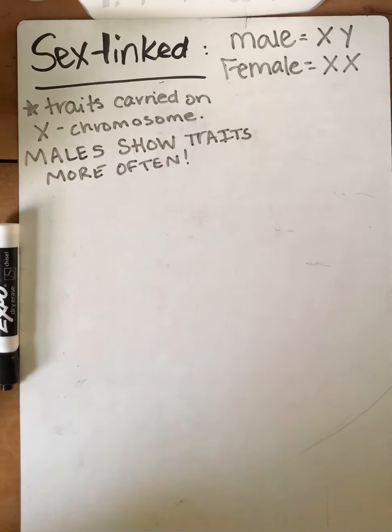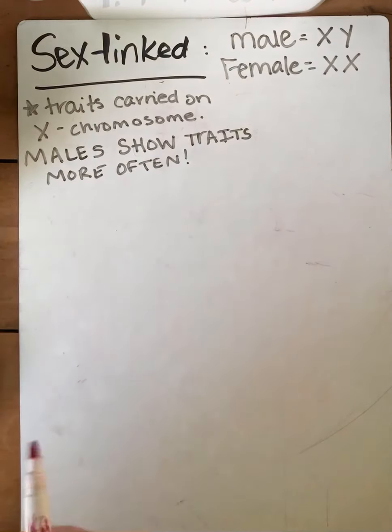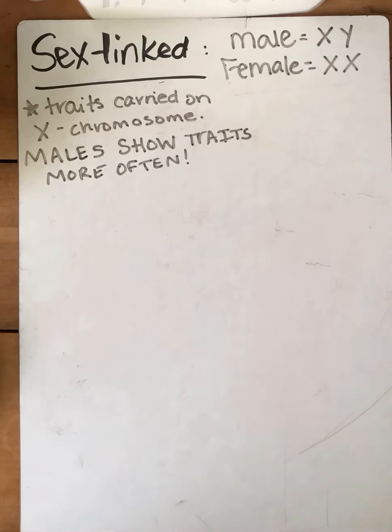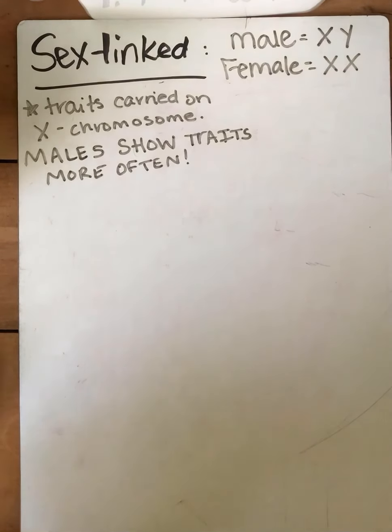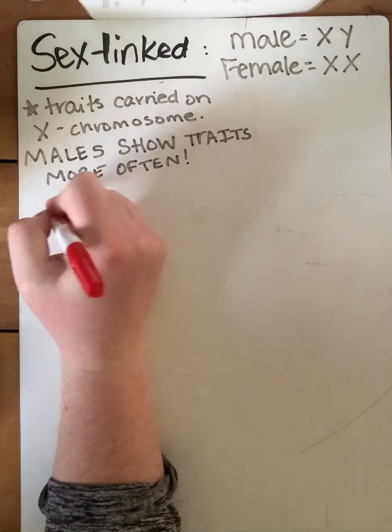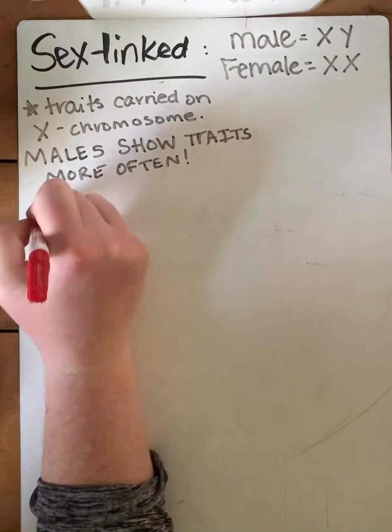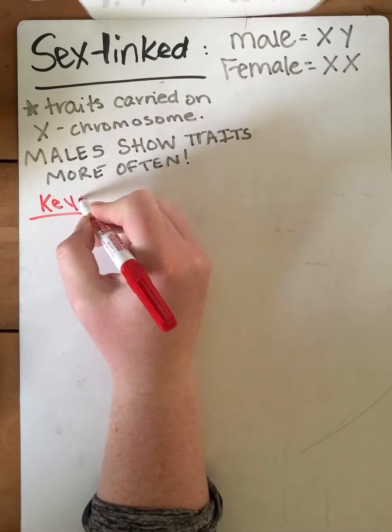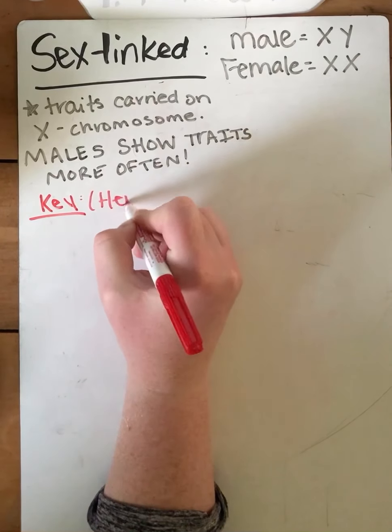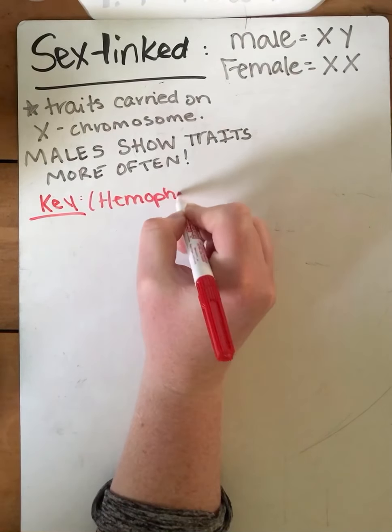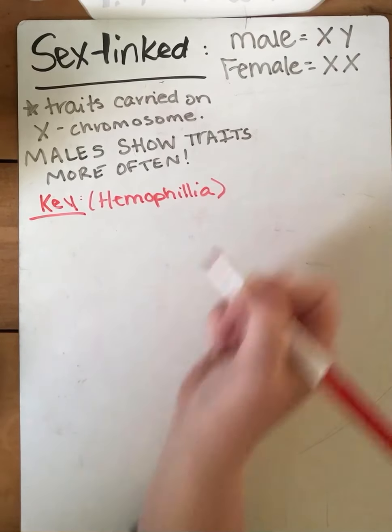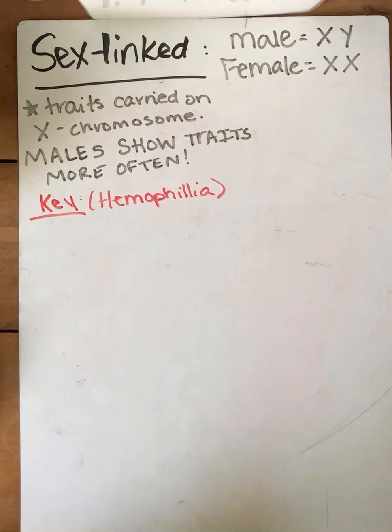So, just like all of our other Punnett squares, a really big thing to make sure that you implement is the key. Because other than the fact that it's linked to the sex chromosome, it looks almost exactly the same as our simple Punnett square. So, if we wanted to make keys, let's say we are going to specifically look at hemophilia, okay? Hemophilia is a sex-linked recessive disorder. So if you have the recessive allele, you have it.